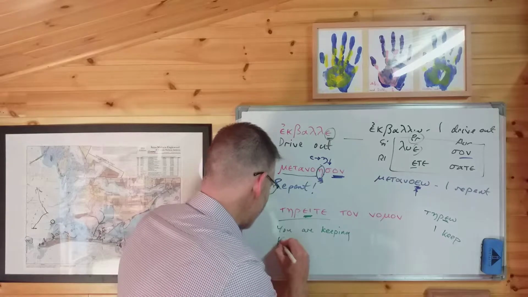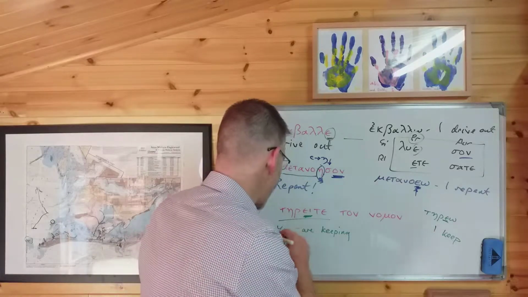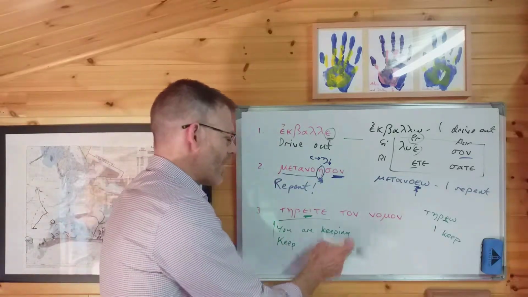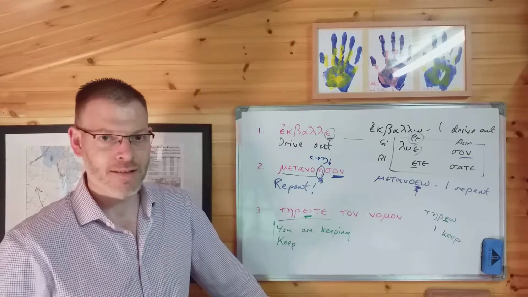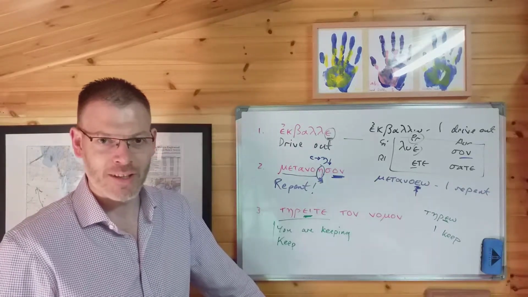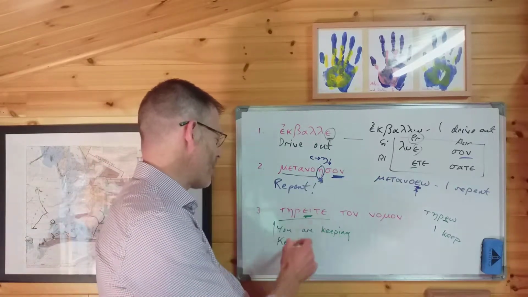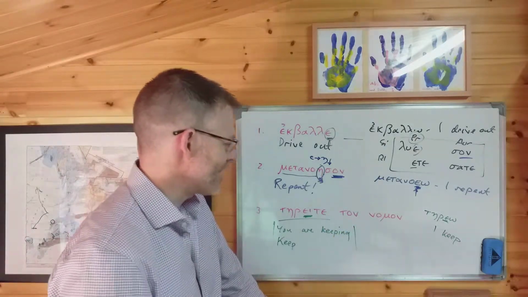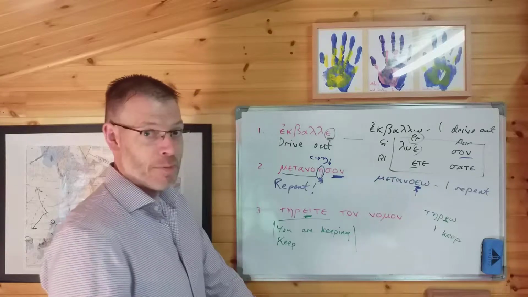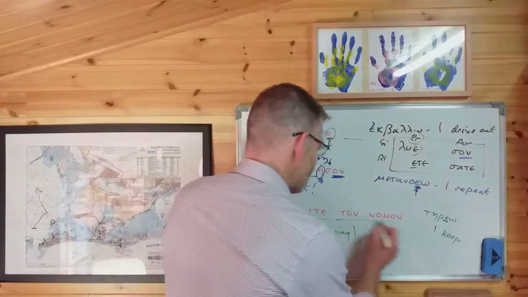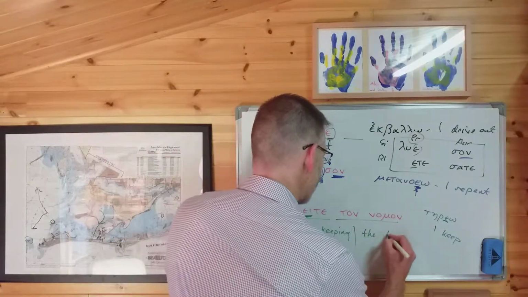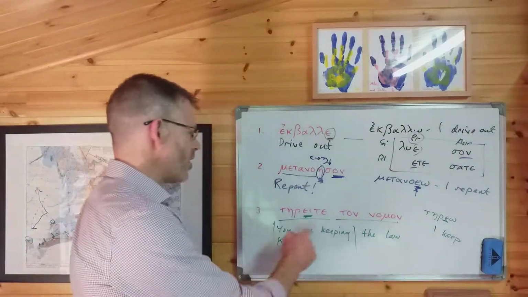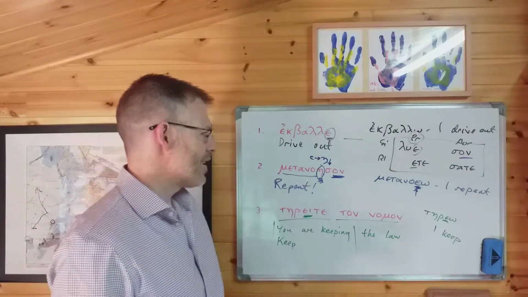So keep. And there's no way of distinguishing these apart from the context. No way at all. You'd have to look in the context to distinguish whether it meant you are keeping or keep. But it is quite clear, of course, that the object that you're supposed to keep is ton nomon, so the law. So this either means you are keeping the law or it means keep the law.